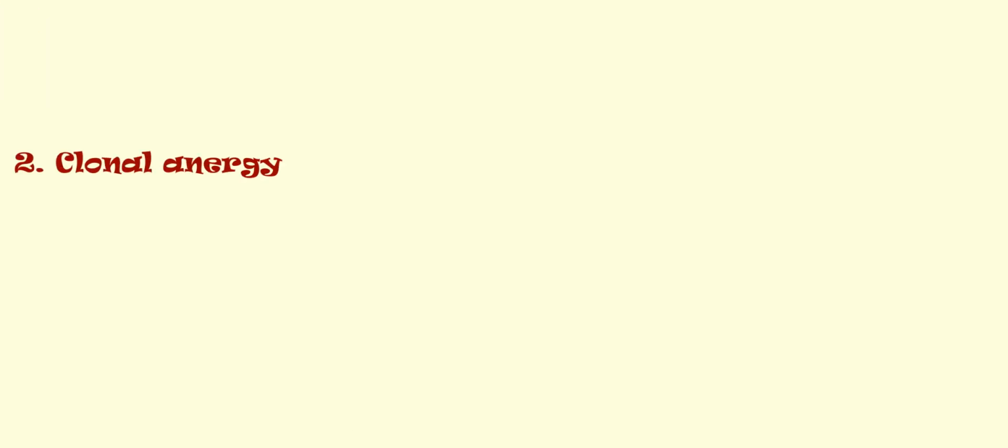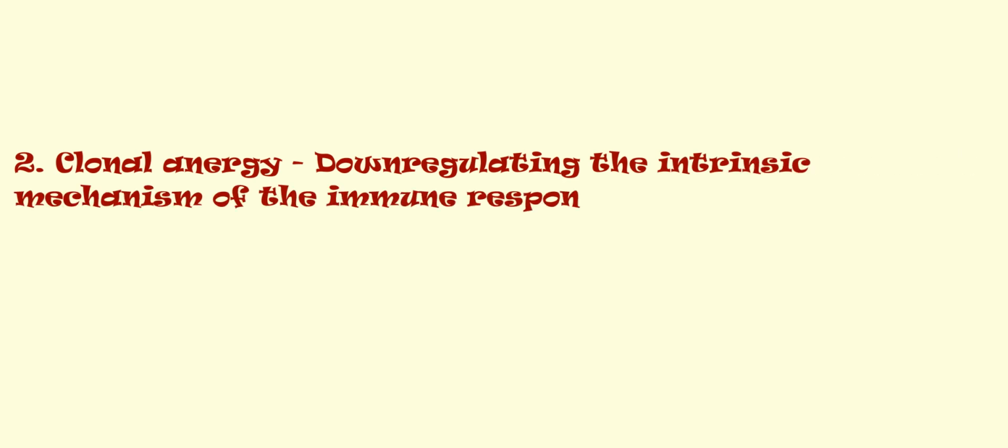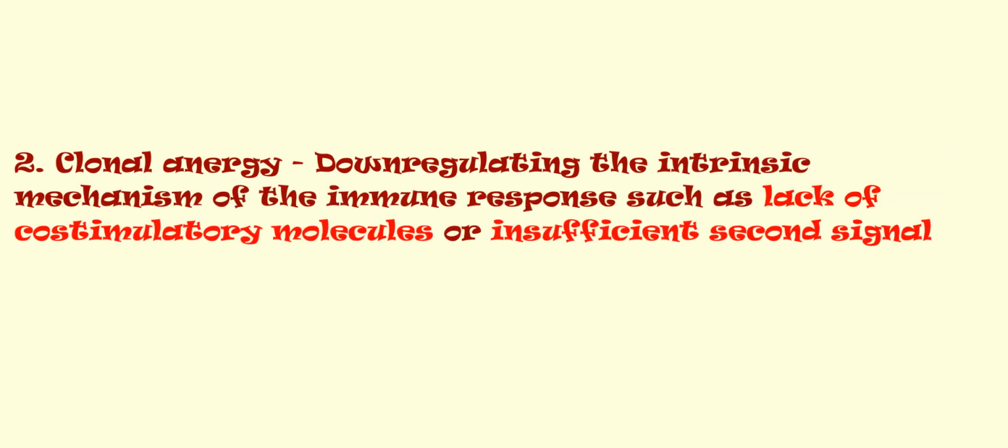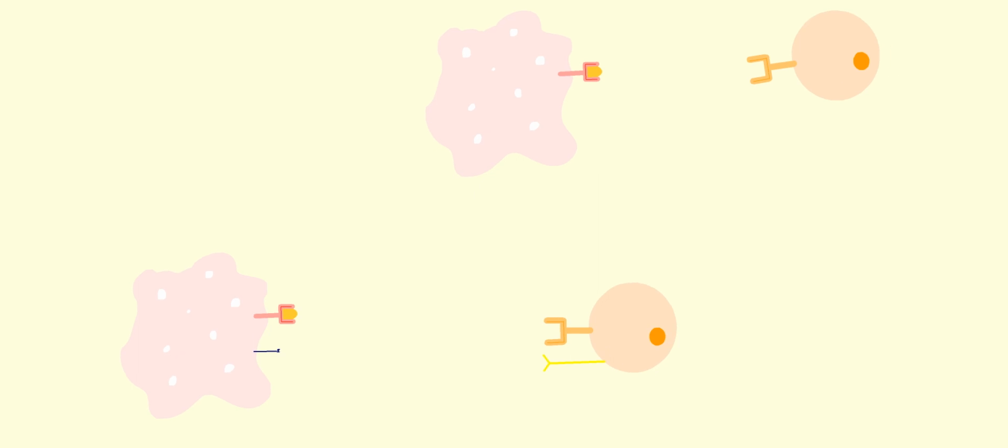2. Clonal anergy, down-regulating the intrinsic mechanism of the immune response, such as lack of co-stimulatory molecules or insufficient second signal for cell activation. Recognition of such antigens may lead to signaling block and engagement of inhibitory receptors. Also, B cells, when exposed to large amounts of soluble antigen, down-regulate their surface IgM and become anergic. These cells also upregulate the FAS molecules on their surface. An interaction of these B cells with FAS ligand-bearing cells results in death via apoptosis.